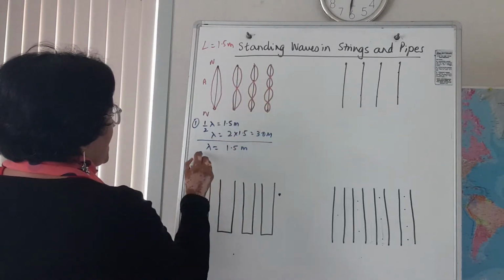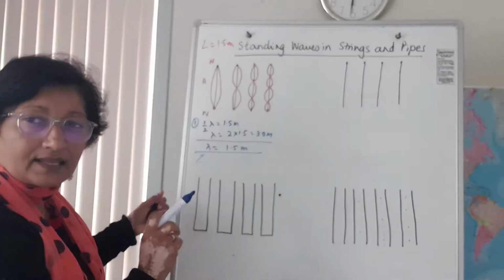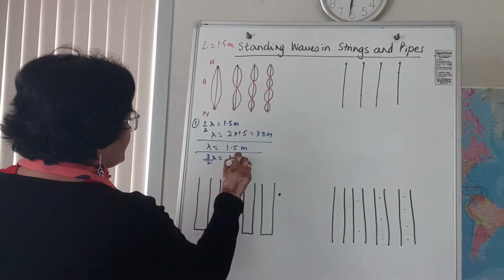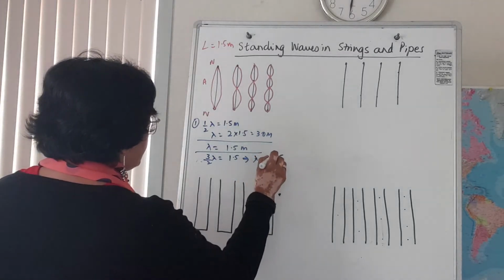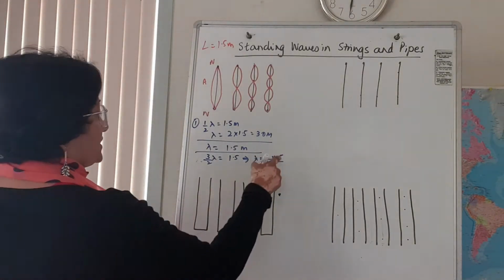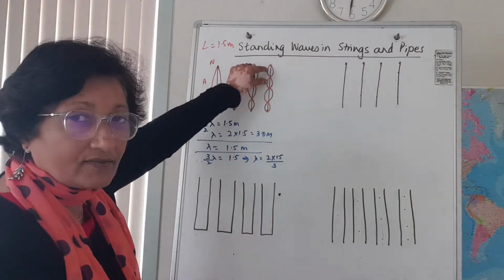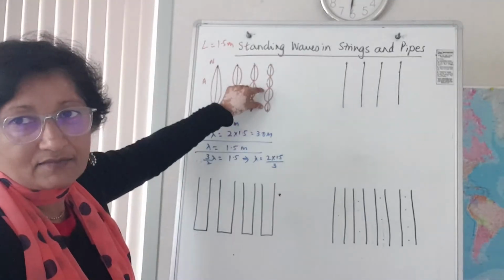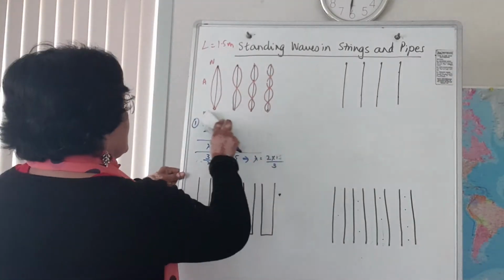Now this one, the third one, is 1.5 wavelengths. 1.5 is the same as 3/2. So 3/2 wavelengths is 1.5 meters, so your wavelength is equal to 2 times 1.5 divided by 3. That's 3 divided by 3, you get 1 meter. This last one is actually 2 wavelengths in the whole length, so one wavelength will be half of that, which is 0.75 meters. So that's how you calculate wavelength. I'll just rub this out, otherwise it's going to get too crowded. Okay, the next one.